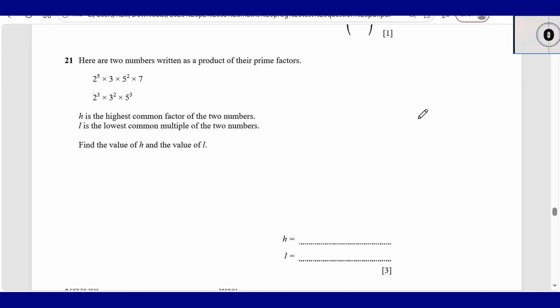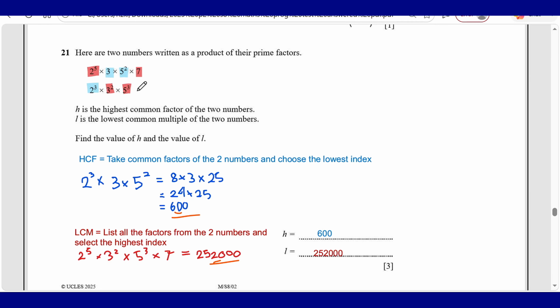Okay, let's check it out guys. Here we go, this is the answer. So we have 2 2 3 3 5 5 7. To get the highest common factor, we have to get the pairs of mutual common factors. So we have 2 2, and then we take the lowest index for HCF, that's the rule, and 3 3. 3 cube and 3 square, we take 3 square. 5 square and 5 cube, we take 5 square.